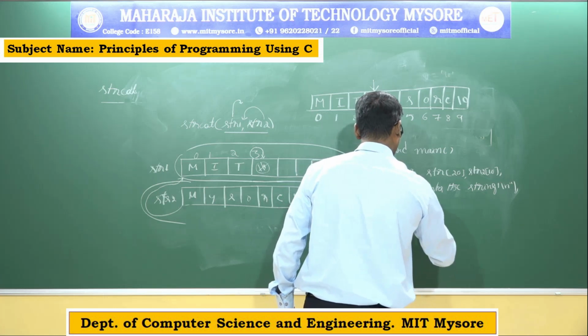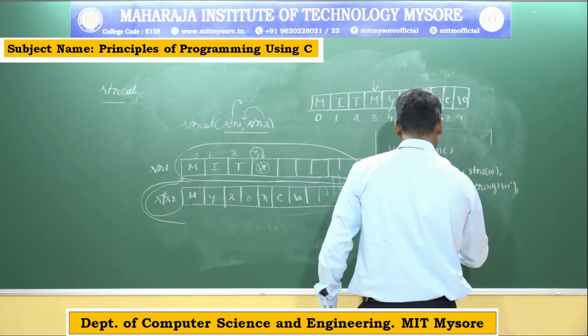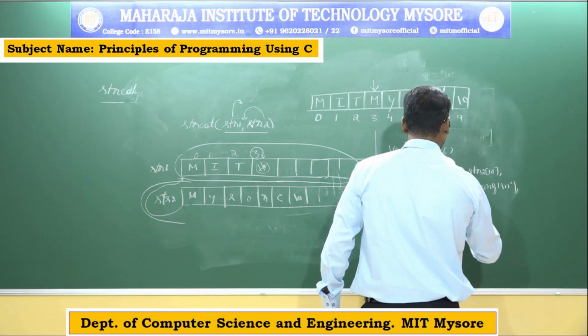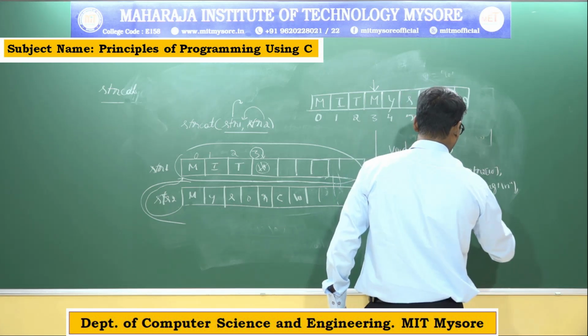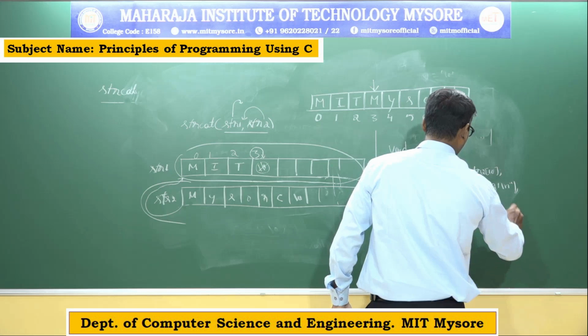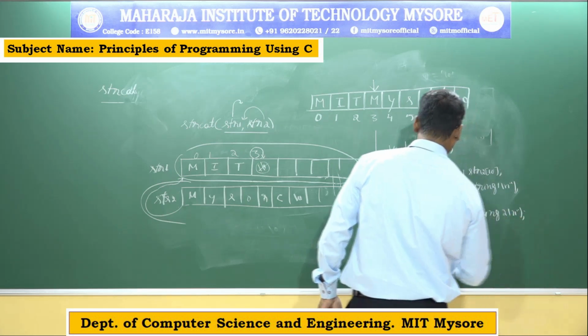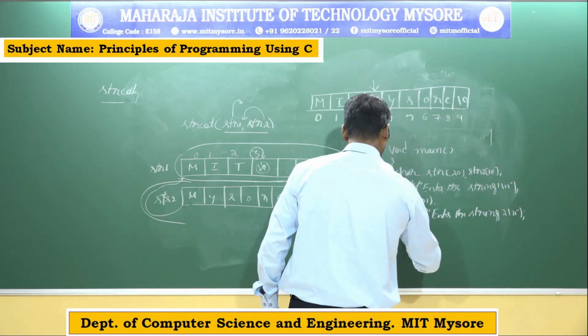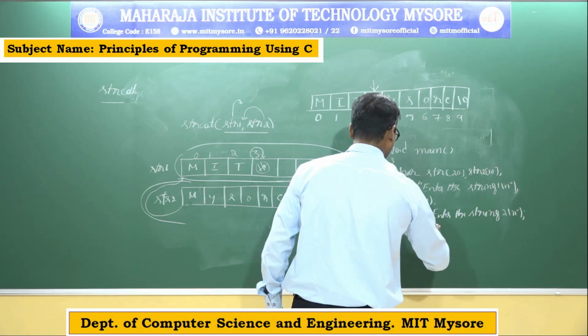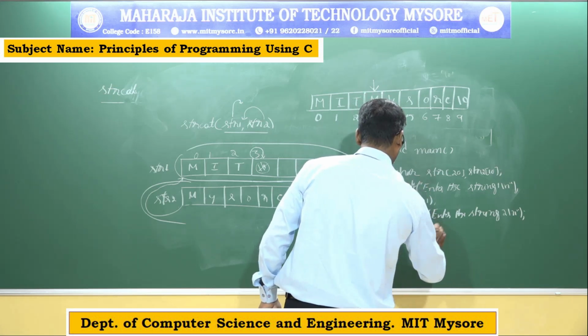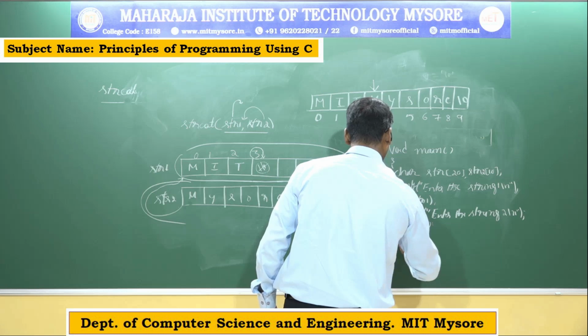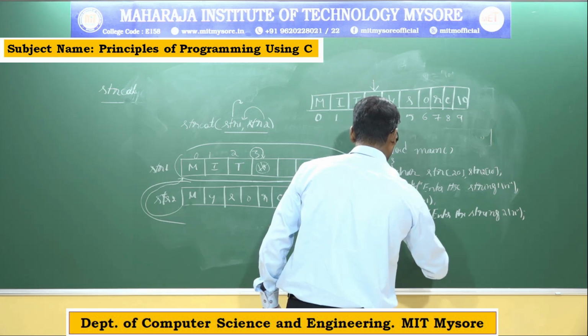printf("Enter the string 2\n"), gets(str2). So, now we call the strcat function, strcat of str1 comma str2.